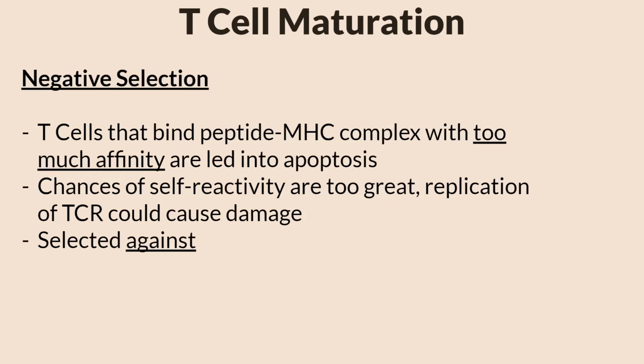And then you have negative selection. These are T cells that bind the peptide MHC complexes with too much affinity. The problem with this is that you have too high odds of these TCRs binding self-antigens, and we could do a little self-antigen talk in a second. The replication of this TCR could cause you to bind your own molecules at too great a scale to be healthy. And so these cells are also selected against and are driven into apoptosis. And so negative selection because they're selected against.